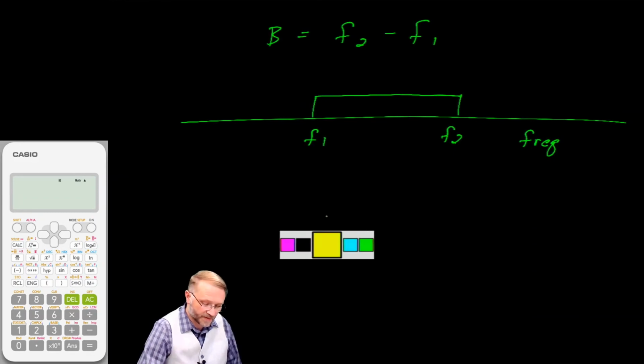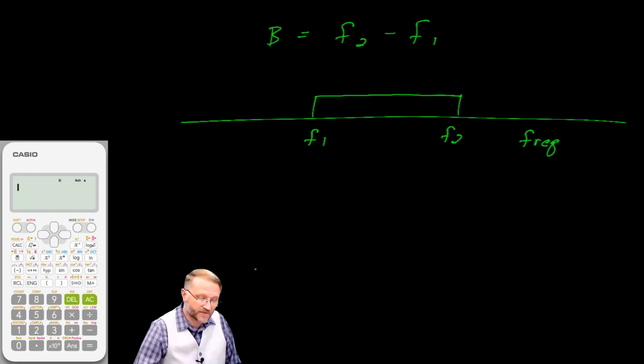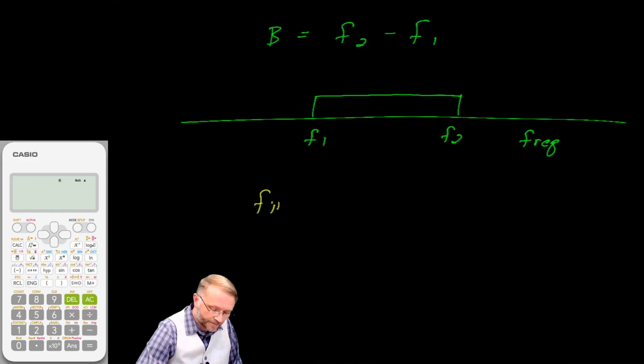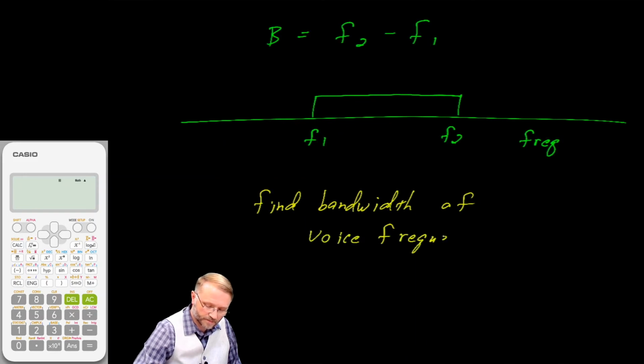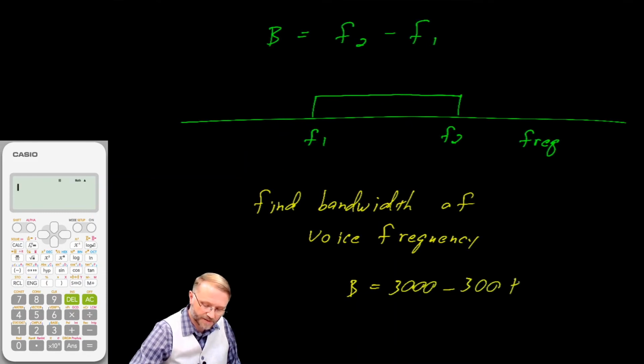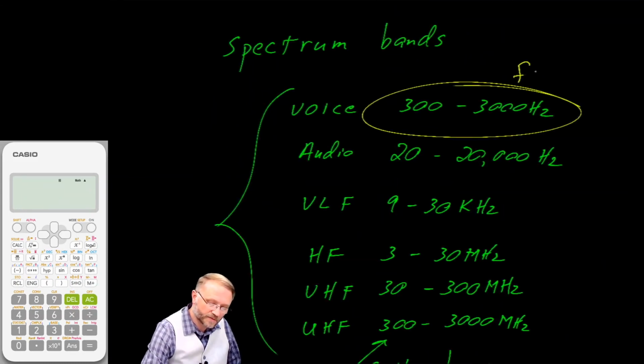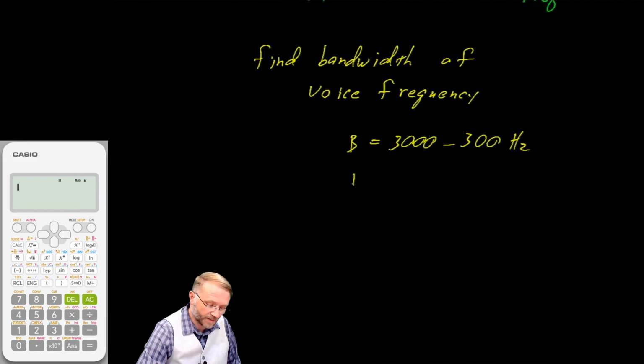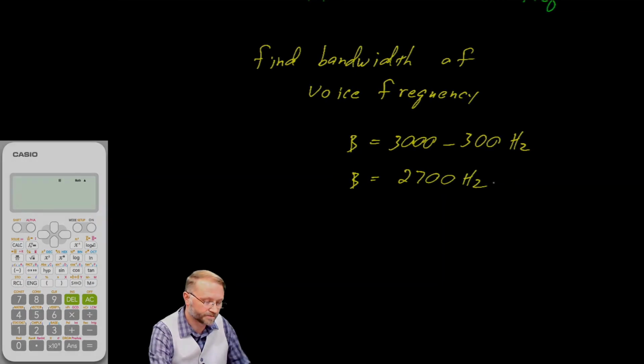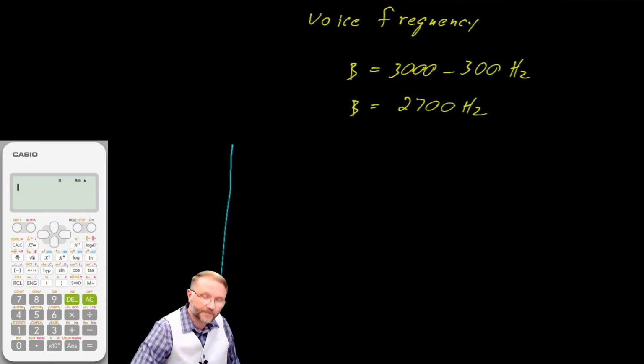As an example, if we went back and talked about voice frequency, find the bandwidth of voice frequency. B is equal to 3000 minus 300 hertz. That should be up here somewhere. Yep, there's voice frequency. So the F2 would be 3000 and F1 would be 300. So our bandwidth in this case is about 2700 hertz.